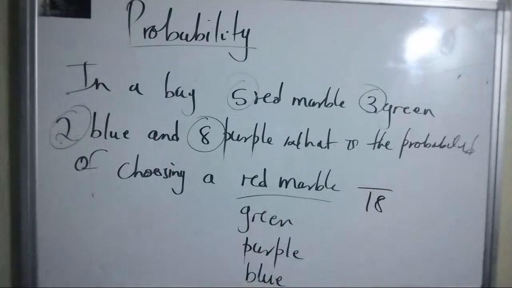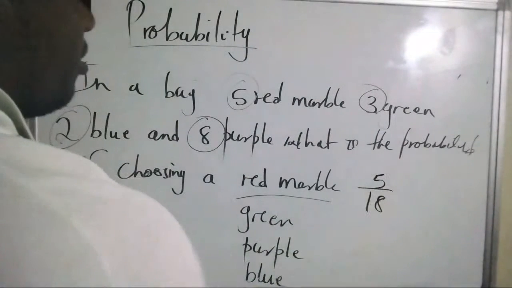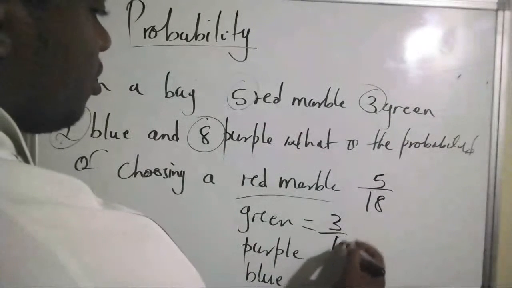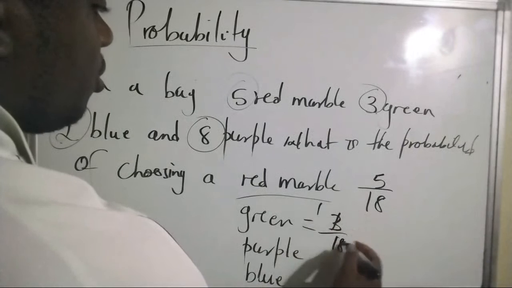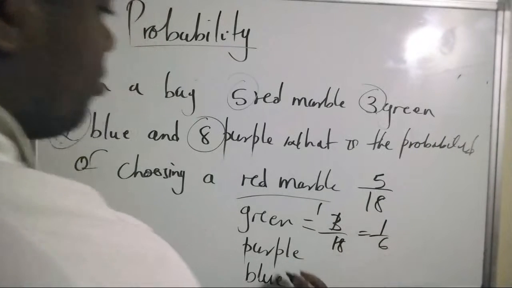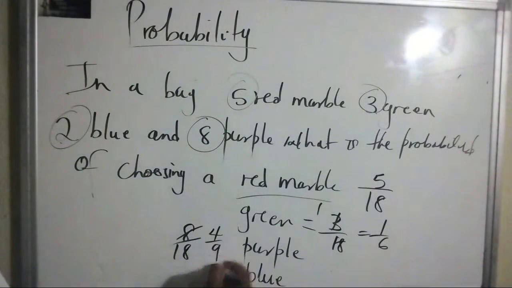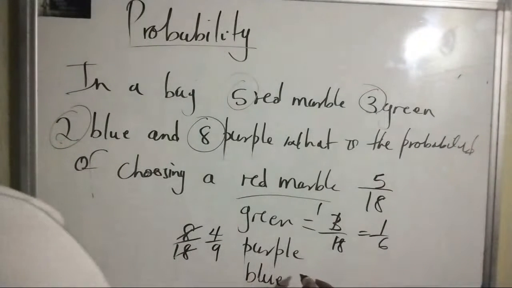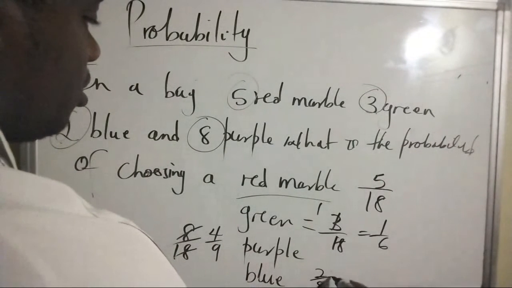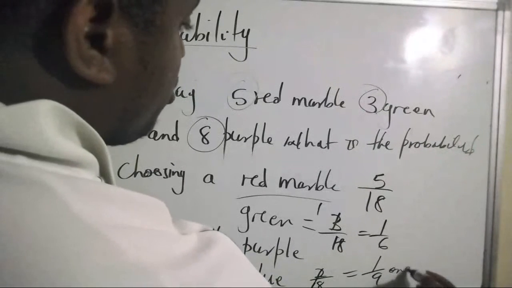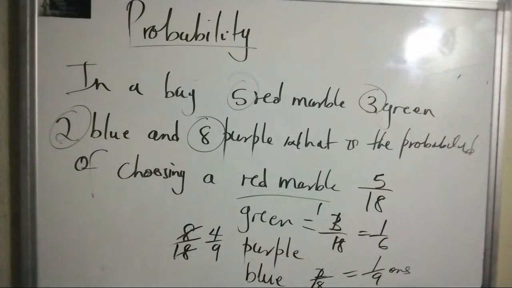And then we say how many red marbles? That's 5, right? How many green? 3 out of 18. And we can break it down: 3 into 3 is 1, 3 into 18 is 6, so 1 over 6. Same thing for purple. We have 8 over 18. Divide by 2, that's 4 over 9. And for blue, 2 over 18, which is the same thing as 1 over 9. So I think that should give students a good feel of what probability is.